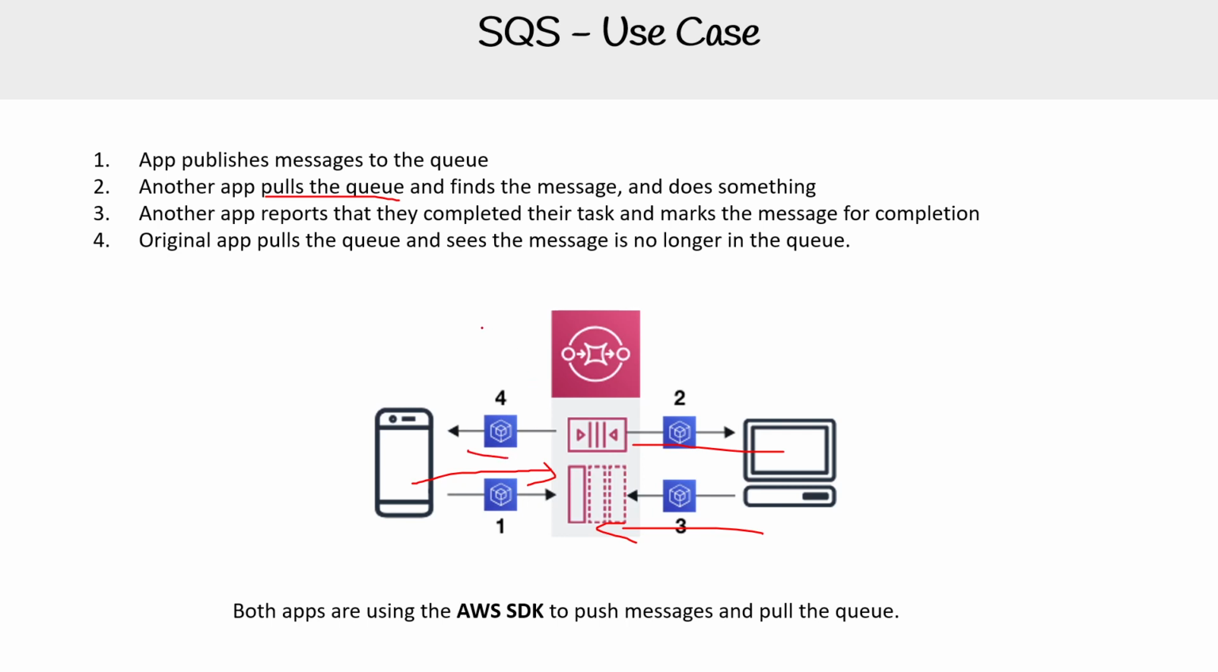So both apps are using the AWS SDK to push messages, and the pull queue in this example could use the CLI, sure, but generally when you're using SQS, you are programmatically working with it, okay? So there you go.